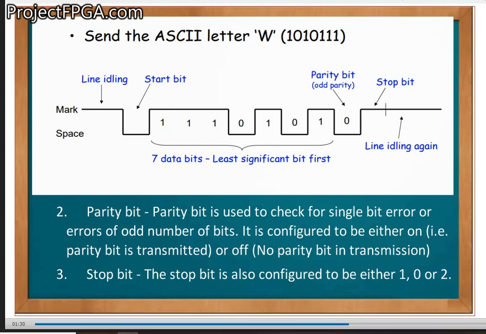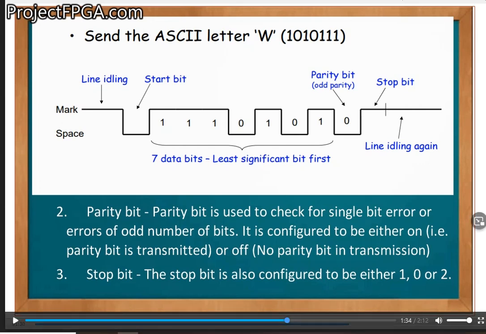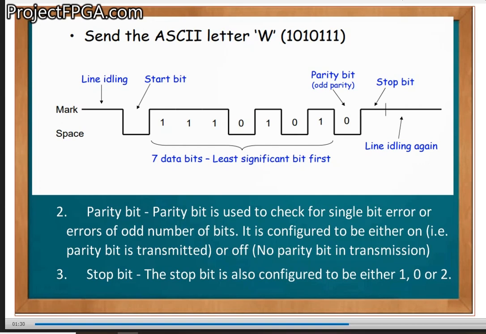This parity bit, we use it to check for single bit error or error of odd numbers of bits. It is configured to either be on, that is, parity bit is transmitted, or off, no parity bit is transmitted. So from the diagram above, you can see the serial bits to be transmitted. You can see the location of the parity bit. You can also see the location of the stop bit and the start bit. The line idling is the condition where the transmission is held high. Nothing happens at this stage.